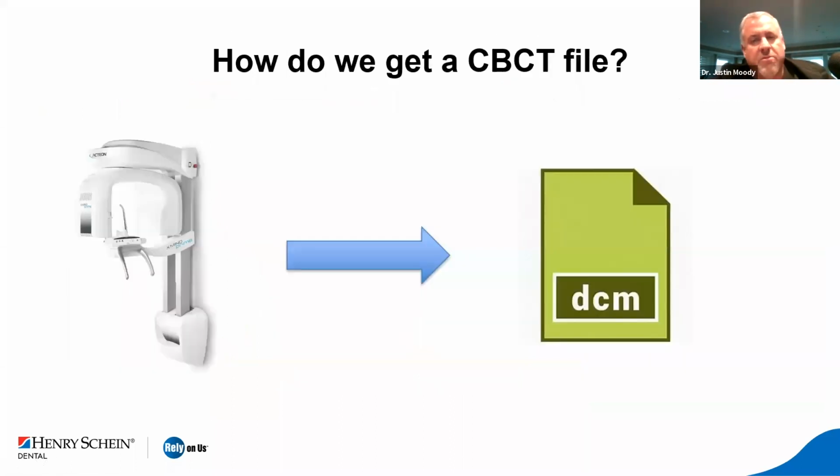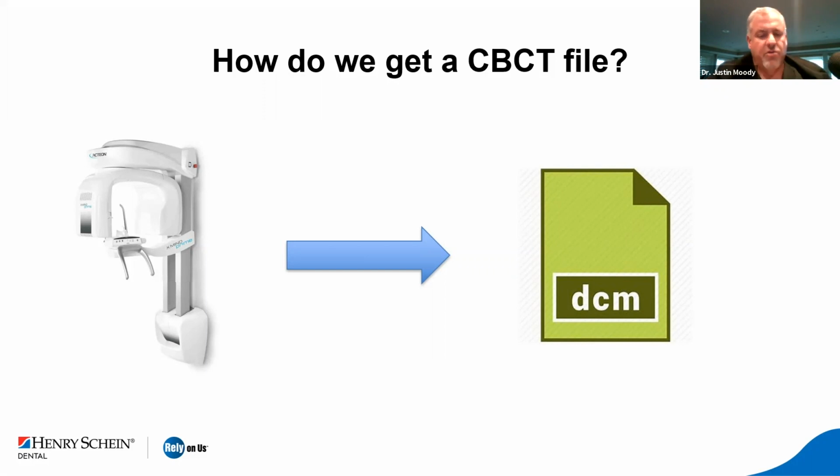So when we talk about ConeBeam CT, what is that and how do we use it within that implant planning software? Well, the first thing we need is a ConeBeam CT that renders a file called a DCM or a DICOM file. And almost all of them do that. There are some ConeBeam manufacturers that have a proprietary file output, but at the end of the day, everyone wants to export in what's called a DCM file.